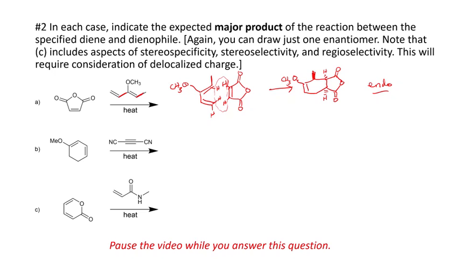Okay, next one is kind of interesting. We're using an alkyne for the dienophile, no problem. We'll start again, get the diene lined up on the left. First, let's get the diene lined up and get the methoxy on the right carbon. It's the carbon next to the CH2. And then over here we have an alkyne, which won't have any stereochemistry because it's a triple bond.